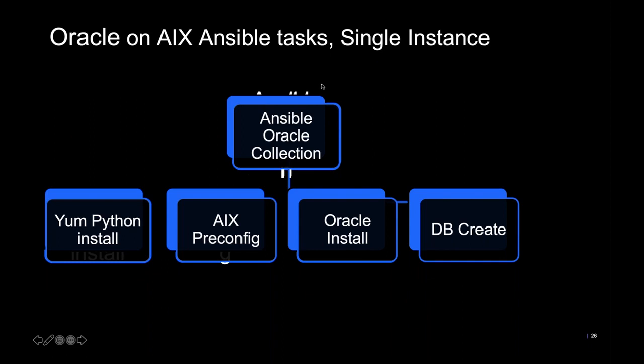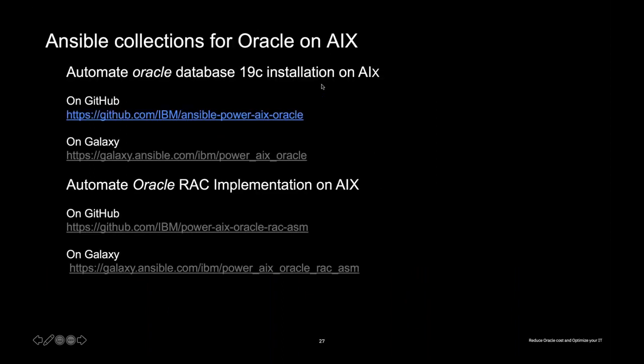Quick look at the block diagram. Pretty much the same thing. And I'll point out that since we did this, I noticed that we have the single instance database available on GitHub and Galaxy. We've now added to this collection a RAC implementation that runs on ASM. I don't have the materials ready on that one today, but we actually have an Ansible automated implementation of RAC that runs on AIX, and that was posted this week on GitHub and on Galaxy.